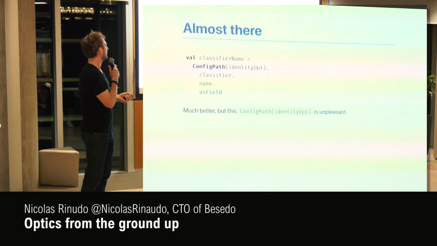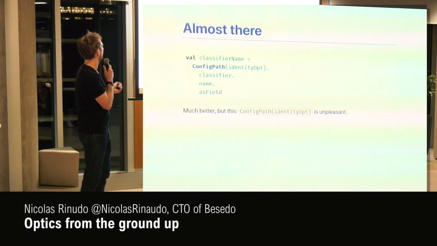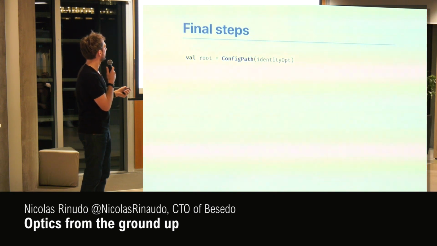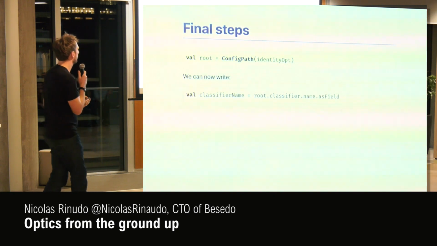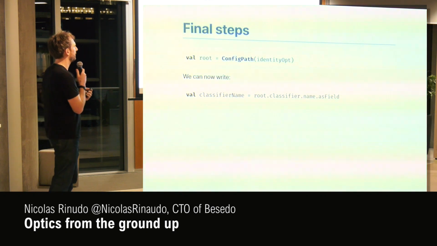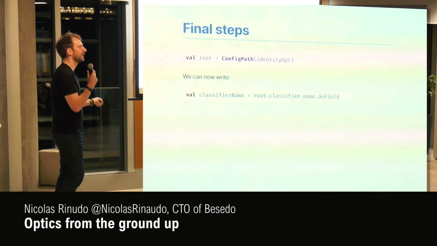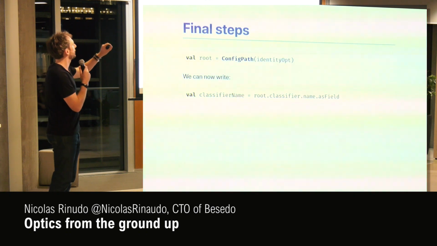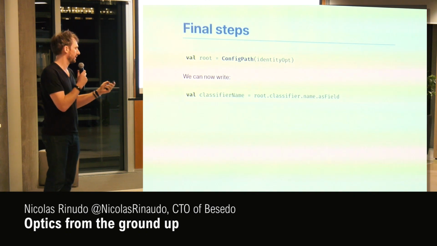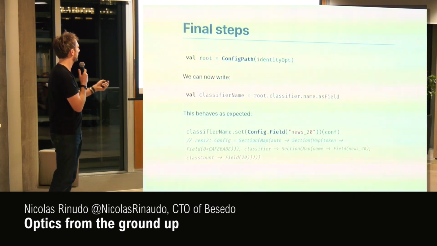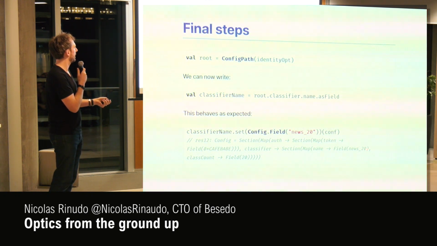Oh. And this bit here I'm still not entirely happy with, so we're just going to call it root. And now we can write root.classifier.name.asField to, for any configuration object, get the name of the classifier as a field if it exists. And then we can modify it exactly like we want to. So I want to set it to news20, and that works out.